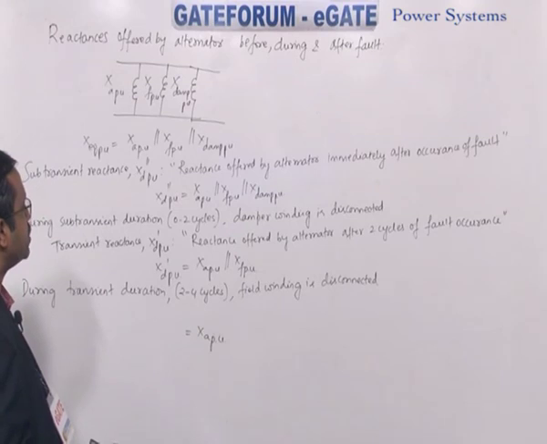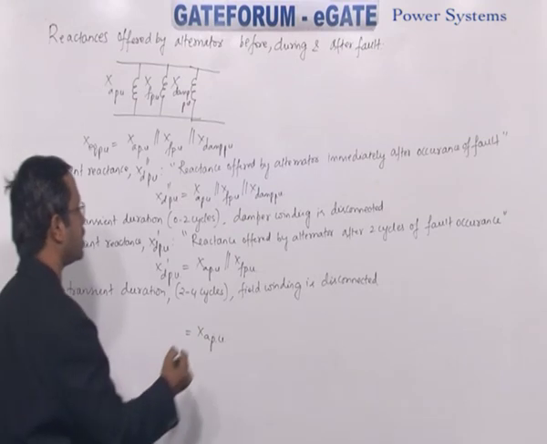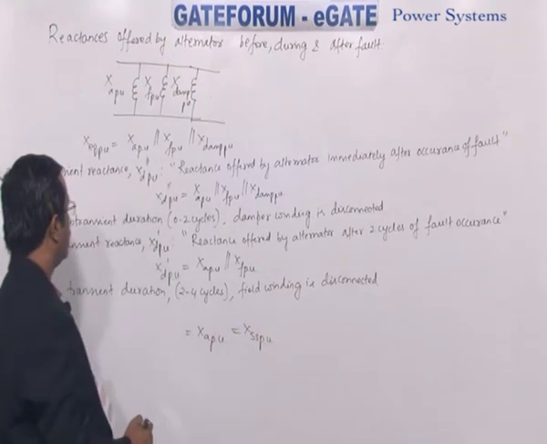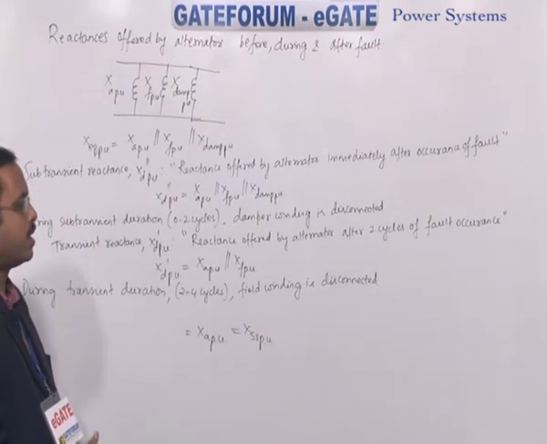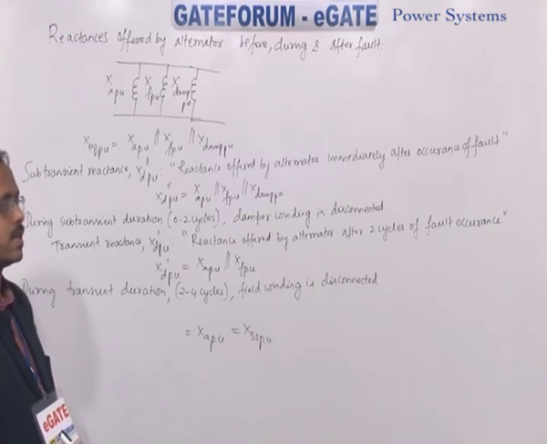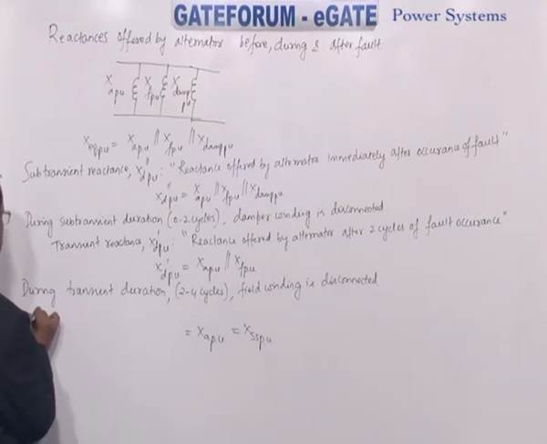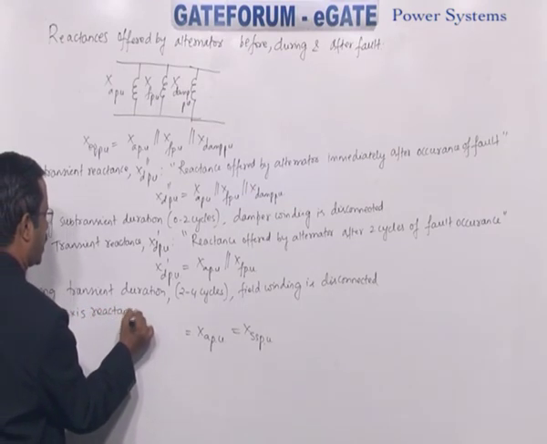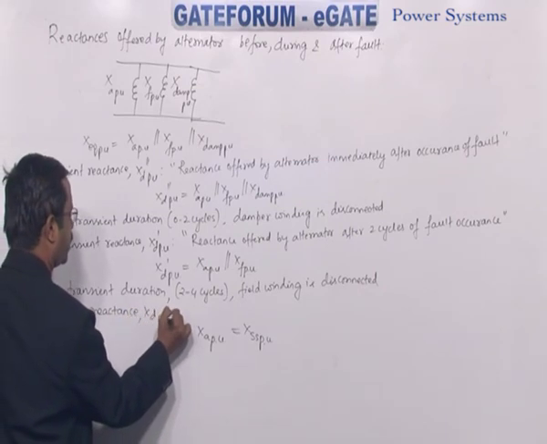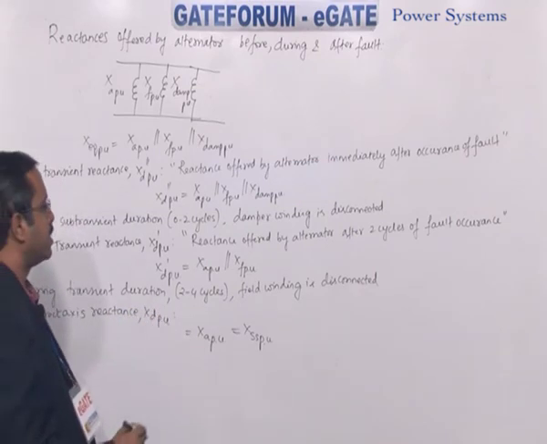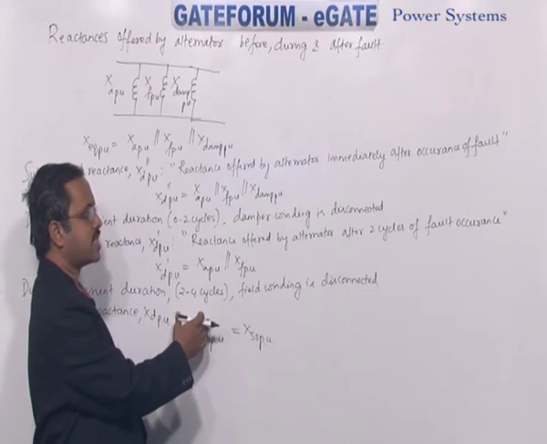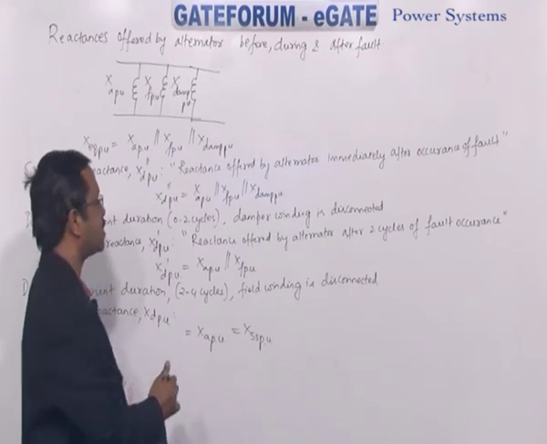If the field winding is disconnected, you are left with only XA per unit. XA per unit means it is the steady state reactance. You name it as direct axis reactance XD per unit. That is, the reactance offered by the alternator after 4 cycles of fault occurrence.